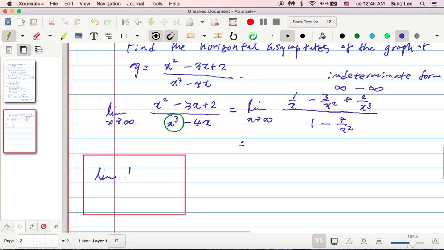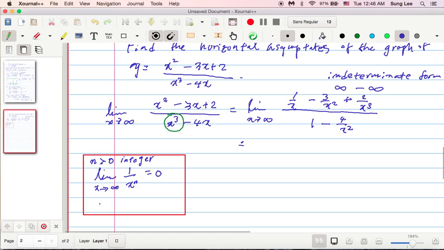The limit of 1 over x to the power n when x goes to infinity, or negative infinity. Here, n is a positive integer, and x is a positive integer. So x equals 1, x could be 1, 2, 3, 4, and so on and so forth. In this case, that's going to be 0.